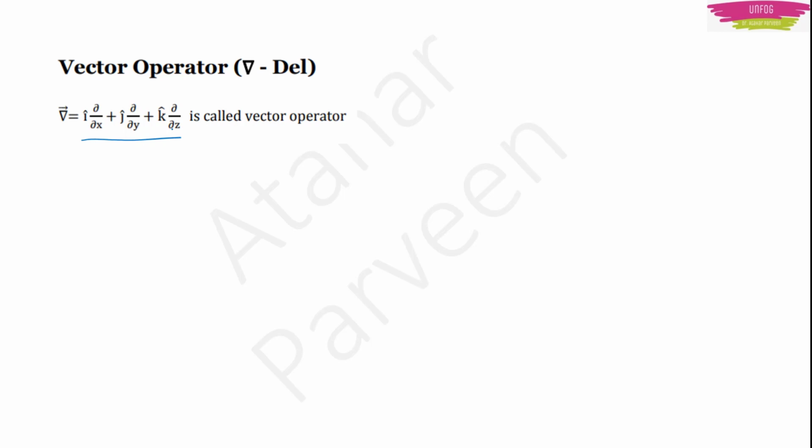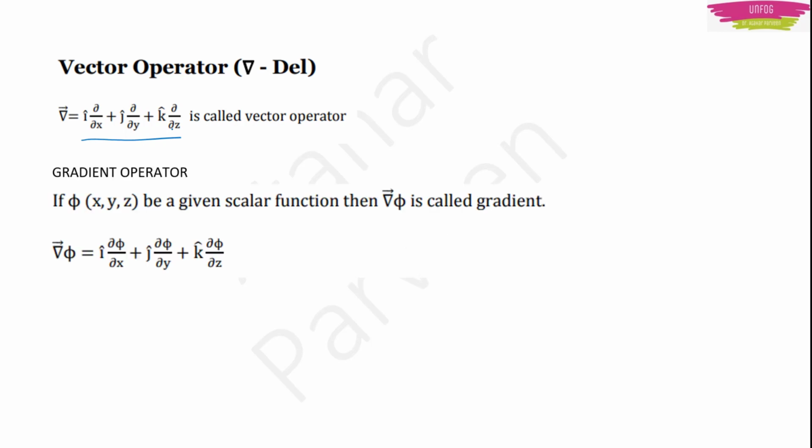Okay. Now, this del operator can be used as a gradient operator. Some value of phi will be given. That phi you have to differentiate. Okay, this is called a gradient.